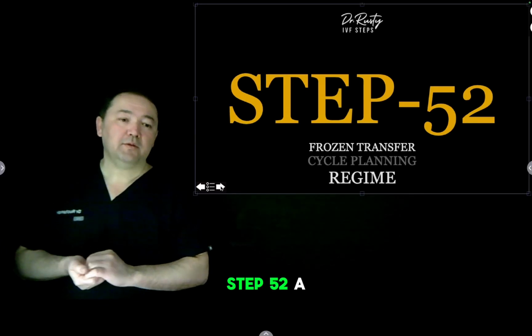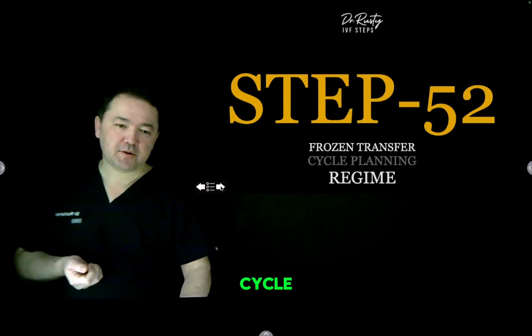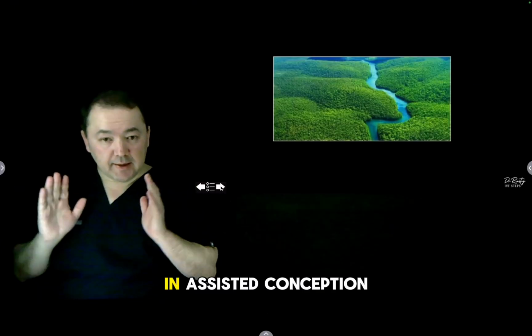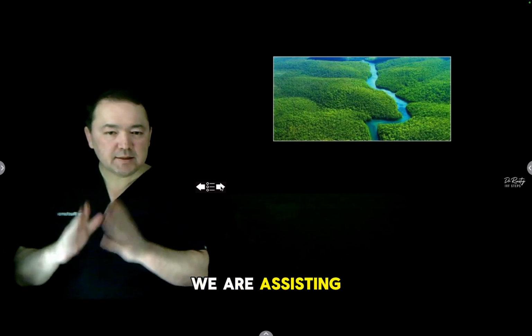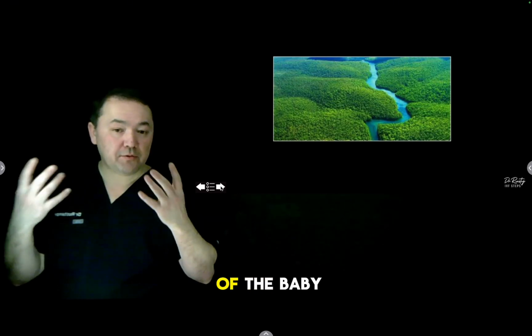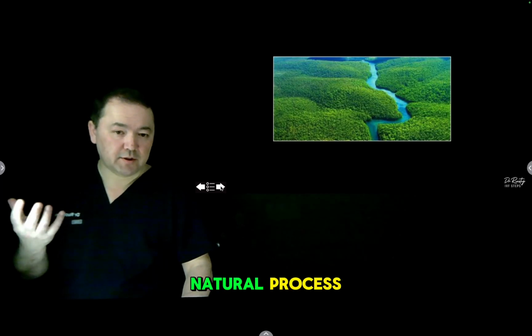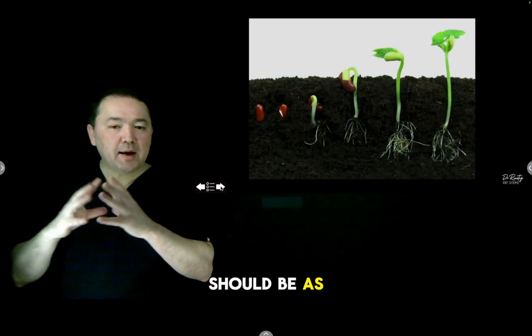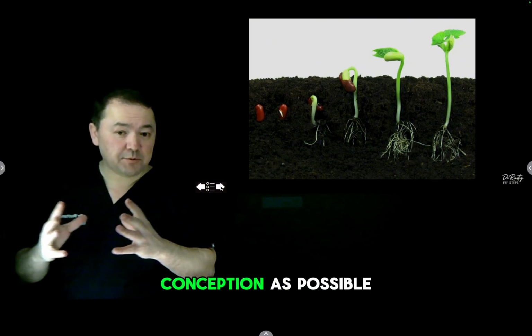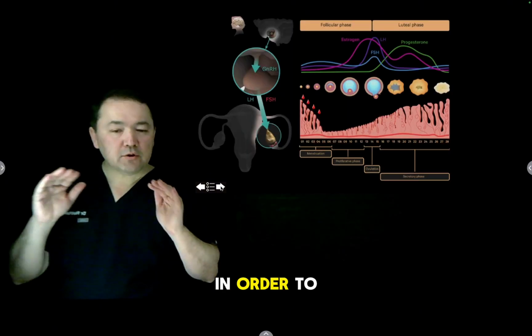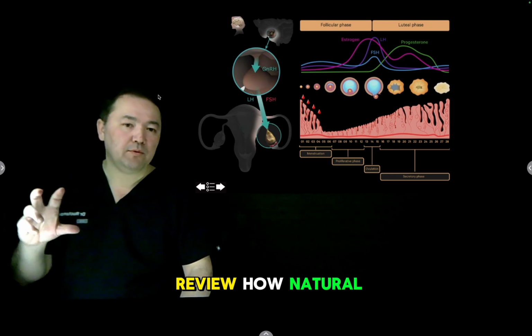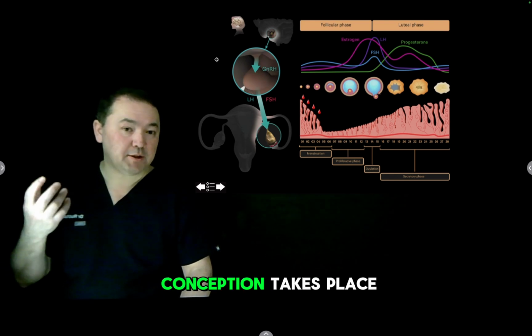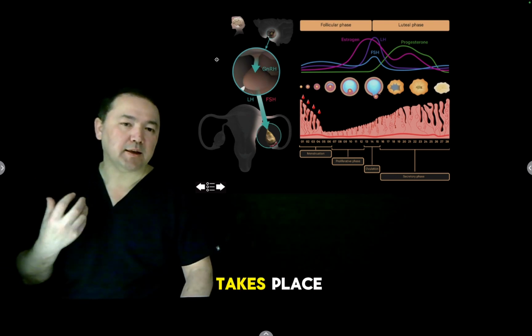Step 52, a regime for frozen embryo transfer cycle. In assisted conception, we are assisting you in creation of the baby, which is a natural process. Hence, environment for implantation should be as close to natural conception as possible. In order to understand that, we need to review how natural conception takes place, how natural implantation takes place.